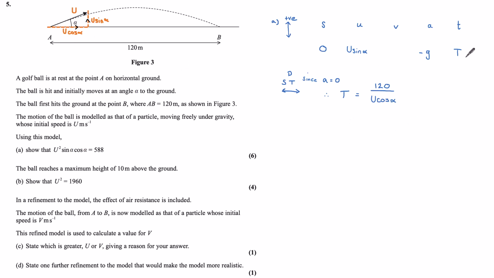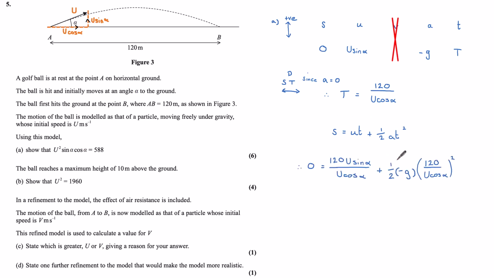So I have a t here I can put into my SUVAT components, and so now I have 4 components, s, u, a and t. I don't need v in this case, and so I can use the equation s equals ut plus half at squared. Substituting in the values I have. Got to be very careful here because there's lots of complex components. So I've got s, which is 0, is equal to ut, so that's u sine alpha multiplied by my t value, 120 over u cos alpha, and that's plus half a, which is negative g, t squared, and my t is 120 over u cos alpha.